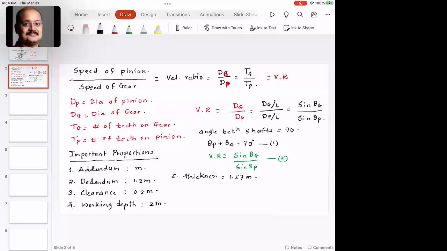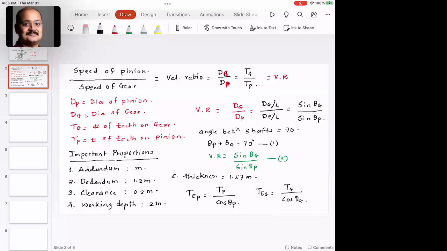Remember, in the case of helical gear, we converted helical gear into an equivalent spur gear. The same thing with bevel gear. In the case of bevel gear, we are going to find out the equivalent number of teeth. So equivalent number of teeth on pinion are going to be number of teeth on pinion divided by cosine theta p, and equivalent teeth on gear will be number of teeth on gear divided by cosine theta g.